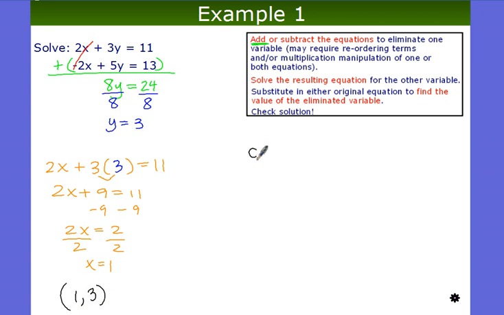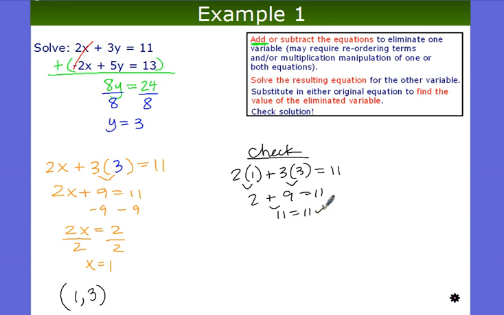And then the last thing I need to do is check that solution in both original equations. So I'm going to take 2x, which is 1, so 2 times 1, plus 3y, which is 3, so 3 times 3 equals 11. I do my operations to check if I get a true statement. I get 11 equals 11.